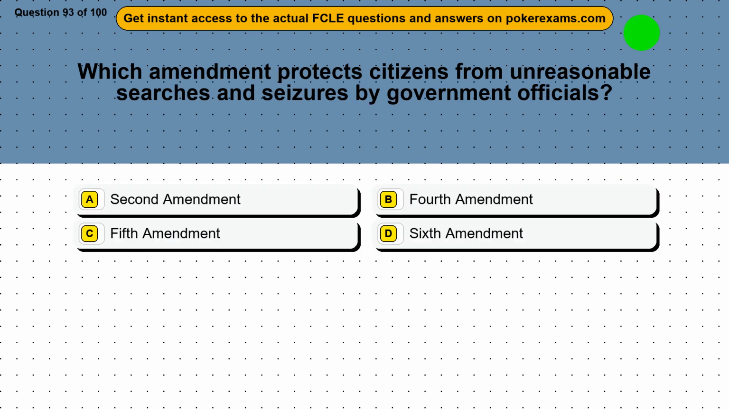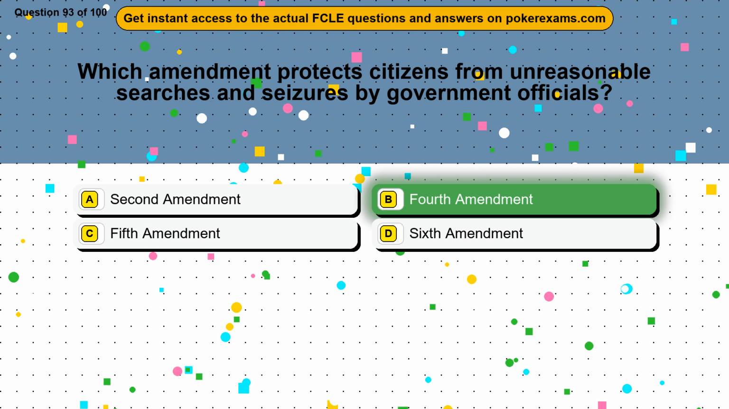Question 93. Which amendment protects citizens from unreasonable searches and seizures by government officials? Option A, Second Amendment. Option B, Fourth Amendment. Option C, Fifth Amendment. Option D, Sixth Amendment. The correct answer is option B, Fourth Amendment.